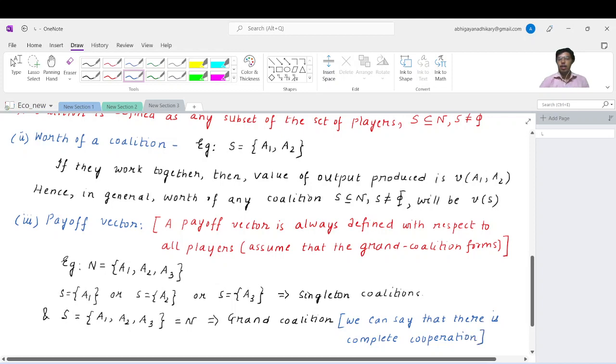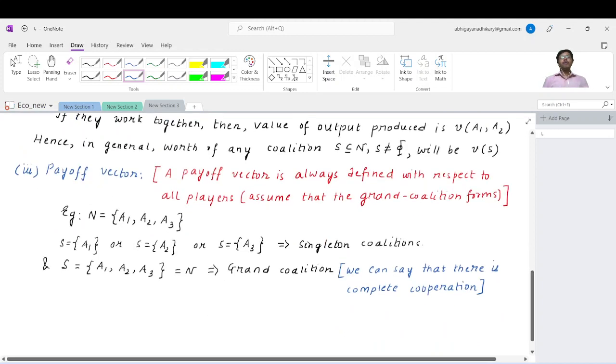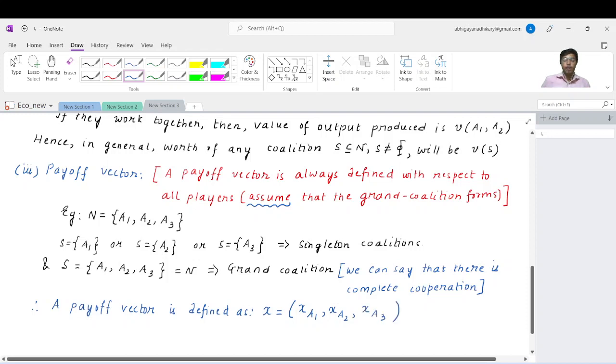That's it. So now, how do you define the payoff vector? Now we are assuming that if the grand coalition forms, then what is the split that you're going to propose? So a payoff vector, let me write it out first, I think that will be more convenient. A payoff vector is defined as X, which, if I take this example, is a 3-component vector: X of A1, X of A2, X of A3.